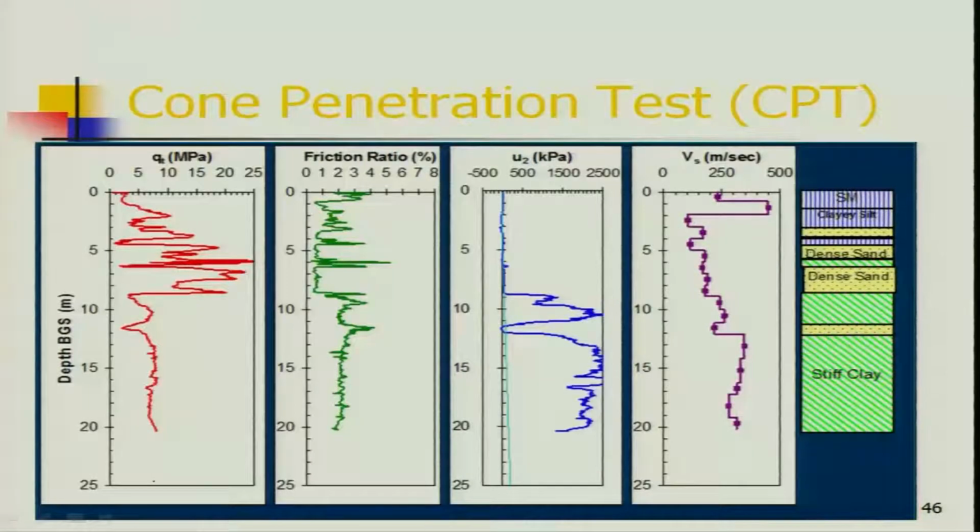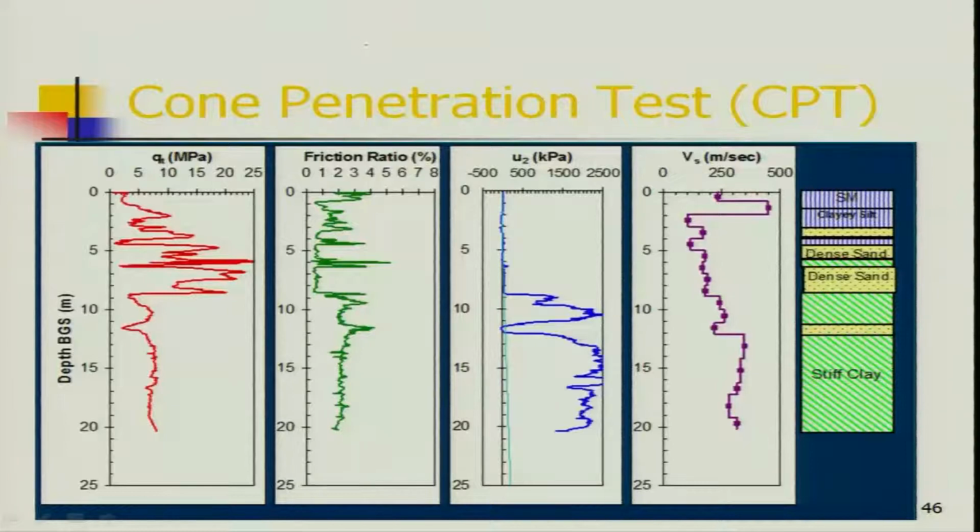These are different case stories. You see there are different types of soils: SM, clay, silt, dense sand, stiff clay. You can get the tip resistance and frictional resistance. The cone has also been modified, so now you can get pore water pressure also. This instrument has been modified so that you can directly get liquefaction resistance, or measure pore water pressure.